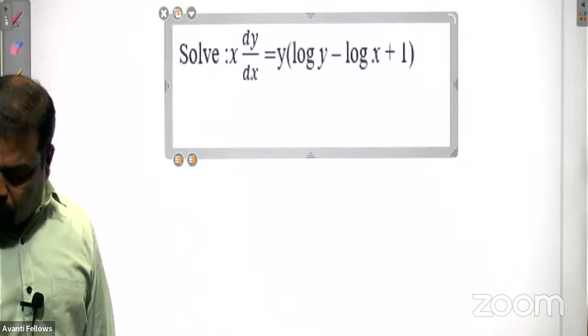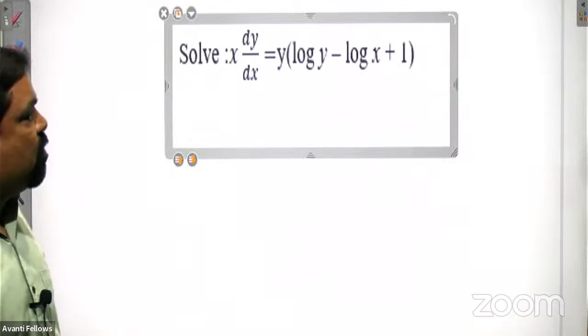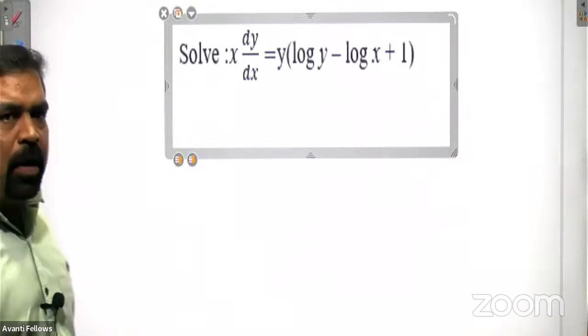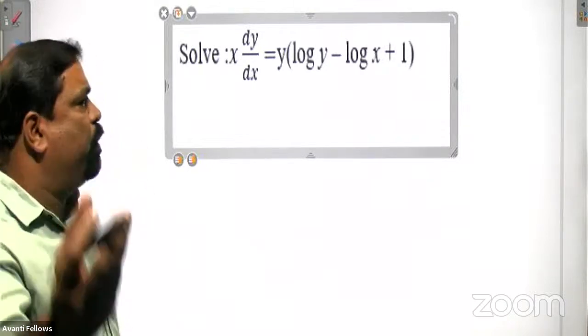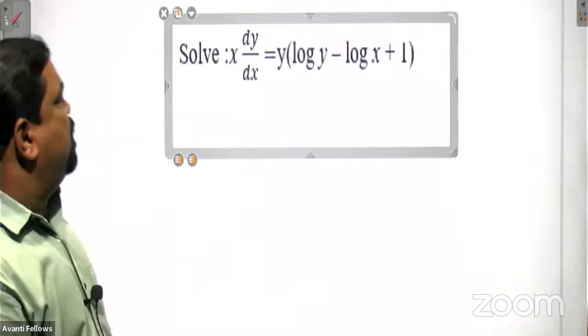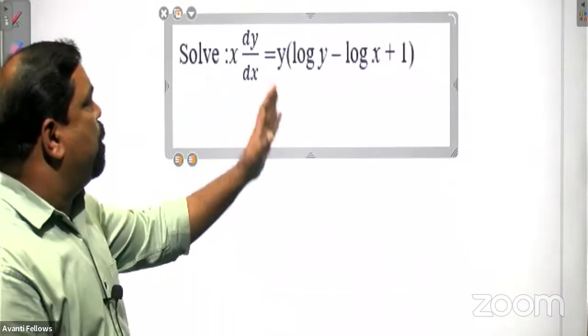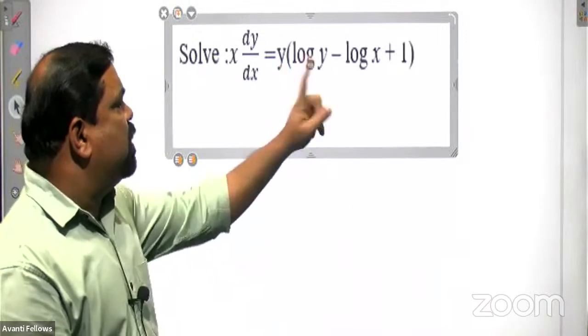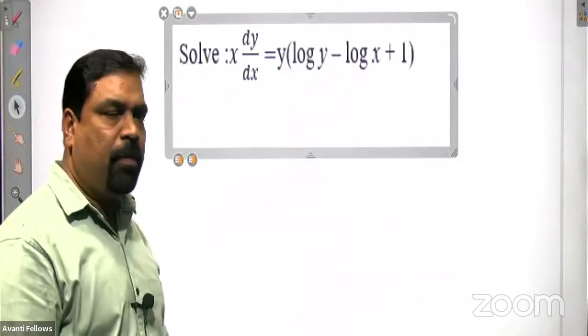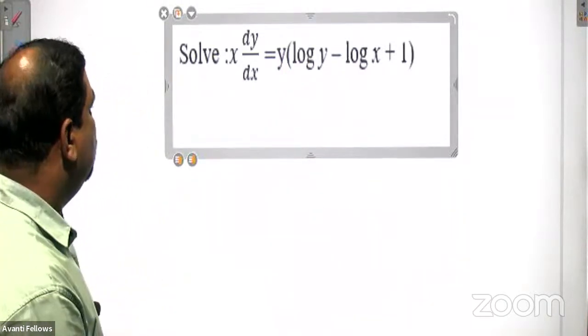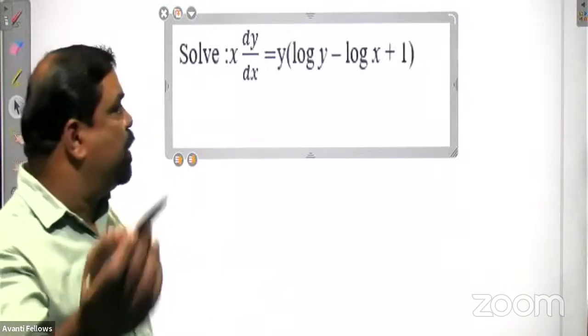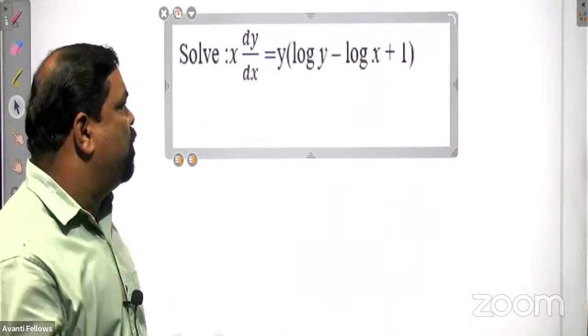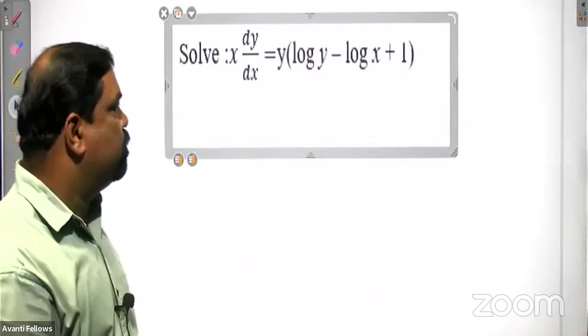So another question. And I am choosing some particular examples only, okay? So the question is x dy by dx equal to y into log y minus log x plus 1.